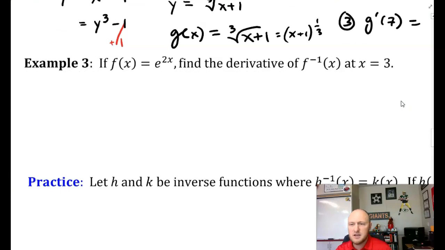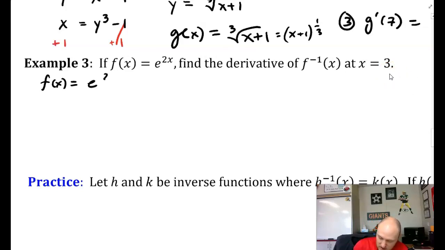If f of x equals e to the power of 2x, find the derivative of f inverse of x at x equals 3. Okay, so they want the inverse derivative at 3. So what I need is to find the inverse. Again, this is step number 1. E to the power of 2x, I'm going to set it equal to y, and then I'm going to switch x and y. X is equal to e to the power of 2y.